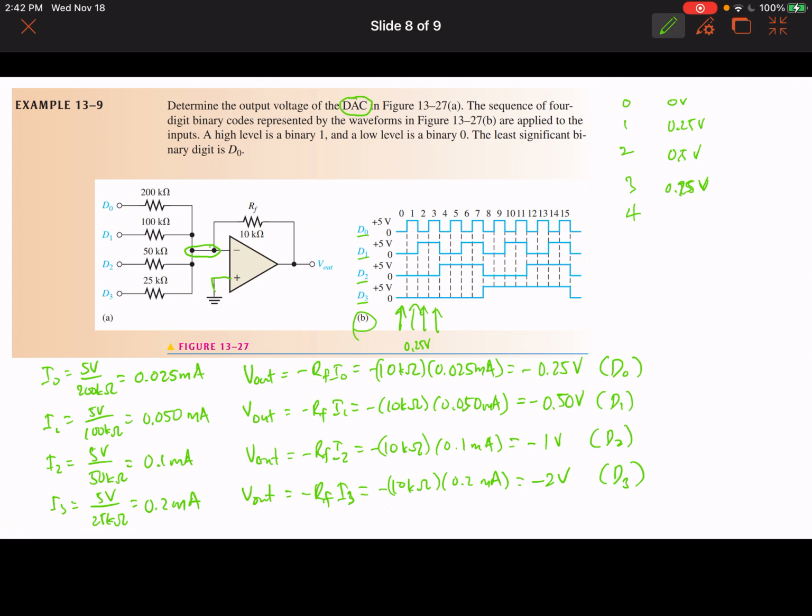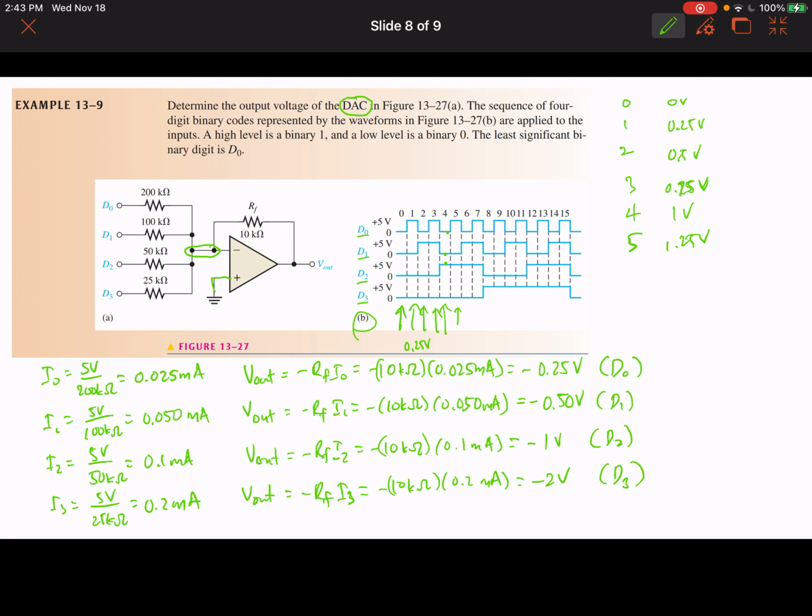For number 4, we have 0 for D0, 0 for D1, but 1 for D2. So now we're in 4. So 1 for D2, this gives us 1 volt. Okay, there should be negative signs here, but I didn't bother to write them. Okay, for number 5, we have D0 with 5 volts and D2 with 5 volts. So we have D0 plus D2, so that's 1.25 volts.